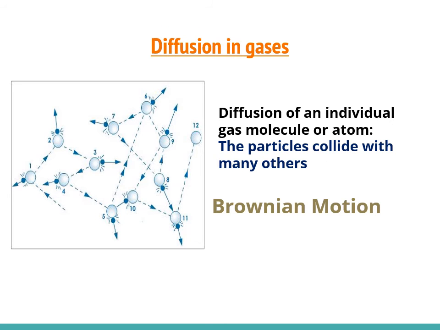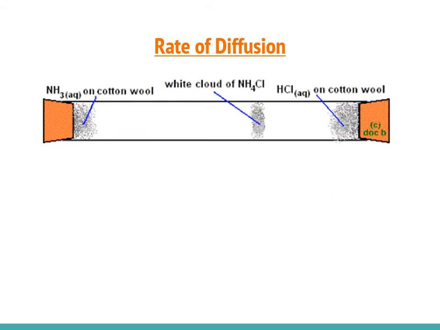In Brownian motion, we can see clearly what happens during diffusion in gases, where the particles collide with many others. Let us see the experiment to investigate the rate of diffusion of two gases, ammonia and hydrogen chloride. In this experiment, a cotton wool is soaked in concentrated hydrochloric acid, producing hydrogen chloride gas, while the second one is soaked in concentrated aqueous ammonia, producing ammonia gas.